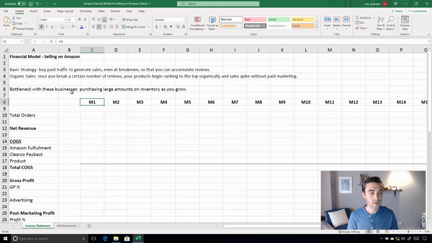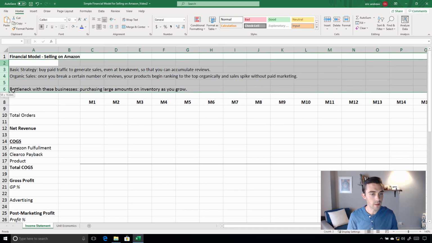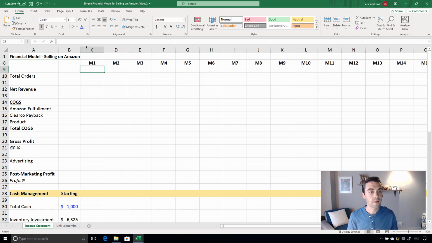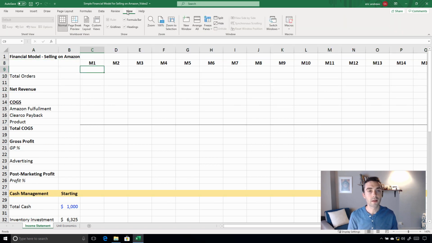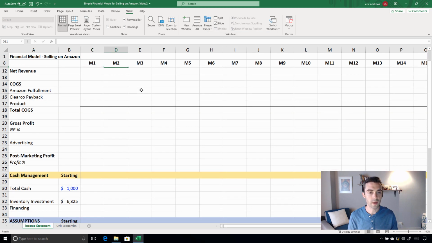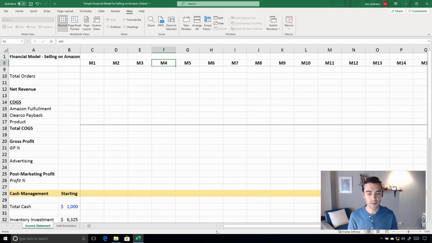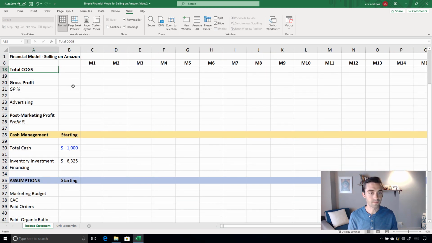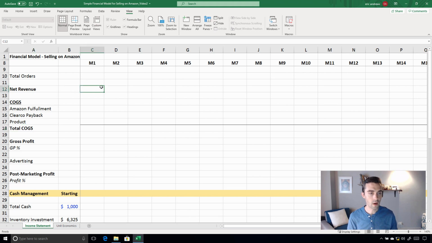So first, I'm just going to hide these rows, and then I'll go here, click View, Freeze Panes, so that when I go down, I don't lose my months, and when I go to the right, I also don't lose my columns. Okay, so what's the starting point? With e-commerce businesses, the starting point is always marketing, because you have an assumption of I need to spend X in marketing to get one order.